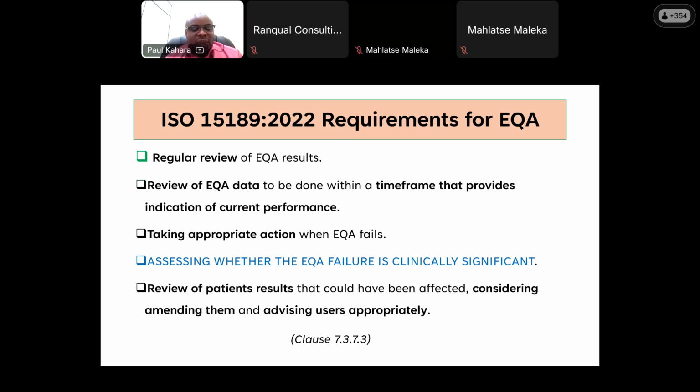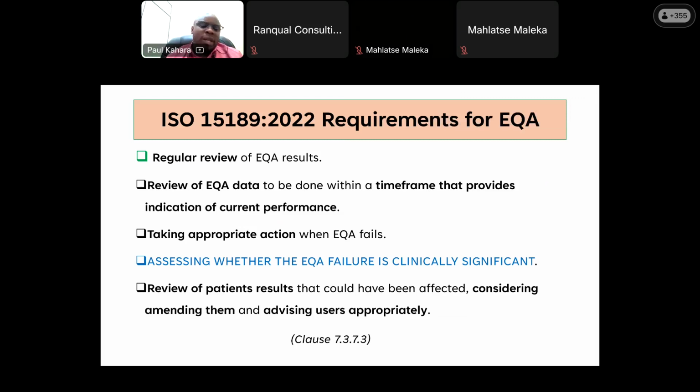Just like IQC, we also need to do regular review of EQA reports. And this regular review should be done in a time frame that provides indication of current performance. You don't get a report today and then wait until 3 months to go through it. Once you have done your EQA, follow up with your PT provider, let them share back the reports as soon as they can, so that you can go through the reports and see if there are any existing issues that you need to sort out before you proceed with patient testing.